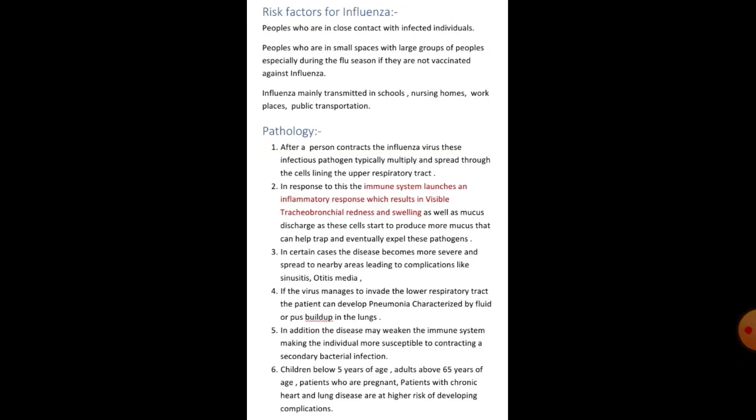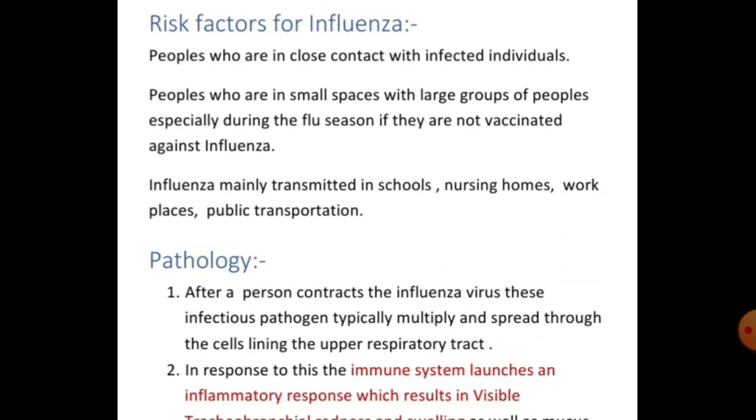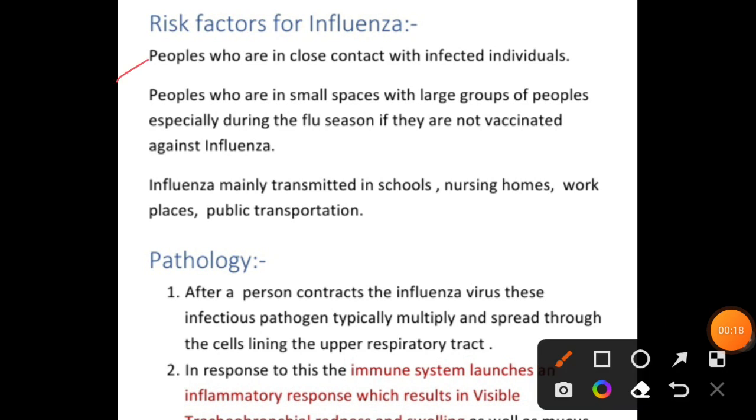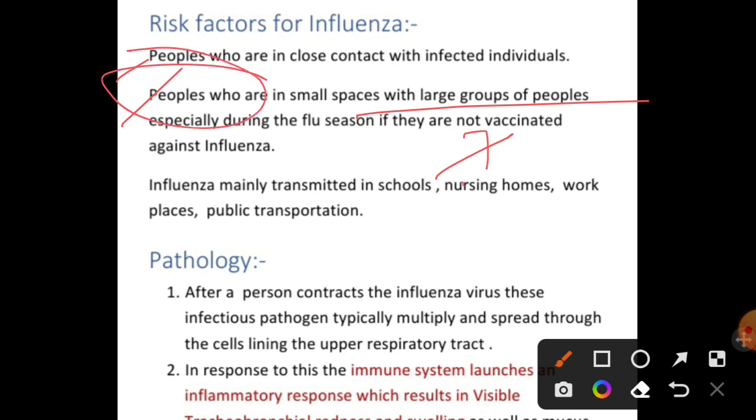Okay, so now let's talk about the risk factors and pathology for influenza virus. Risk factors are people who are in close contact with infected individuals, or people who are in a small space with large groups of people, especially during the flu seasons, and the groups are not vaccinated. Under such circumstances, all people are at risk. And influenza is mainly transmitted in schools, nursing homes, workplaces, and public transportation.